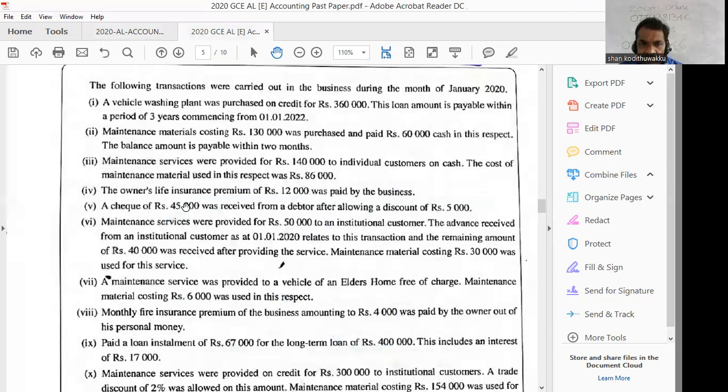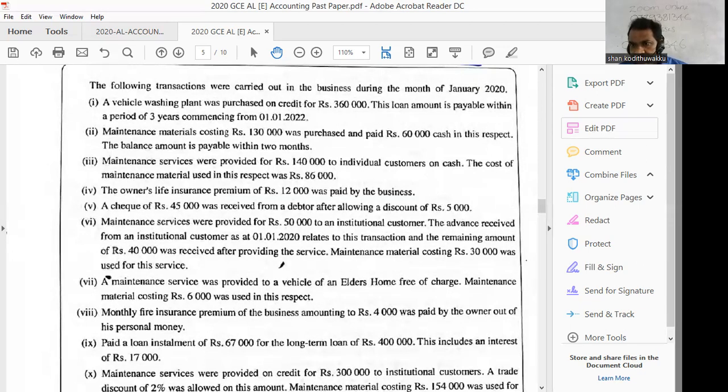A check of 45,000 was received from a debtor after allowing discount of 5,000. After allowing means the check value is 45,000. The given discount amount is 5,000 cash discount. That means the business should have received 50,000 rupees. That is the reason of 45,000 check amount plus discount allowed. Initially, the debtor had to pay 50,000 rupees, but business has given the debtor 5,000 cash discount allowed. Therefore, the check amount is 45,000.